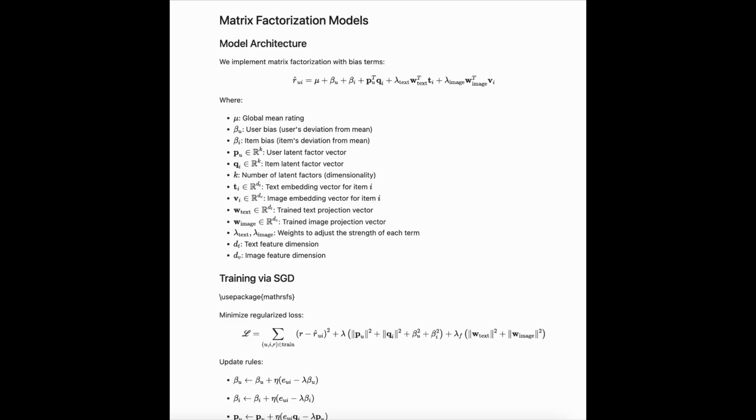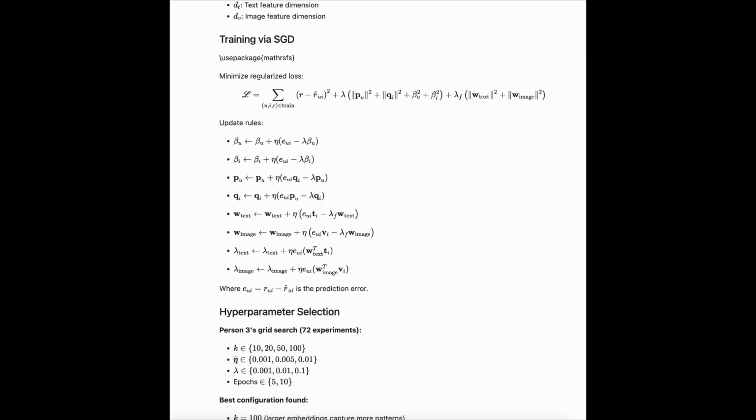visual information. Next, about training. We optimize the model using stochastic gradient descent. The loss function is the squared error plus L2 regularization. During training, we update 4 groups of parameters: user bias beta u, item bias beta i, latent factors p_u and q_i, text projection W text, image projection W image, and mixing weights lambda text and lambda image.